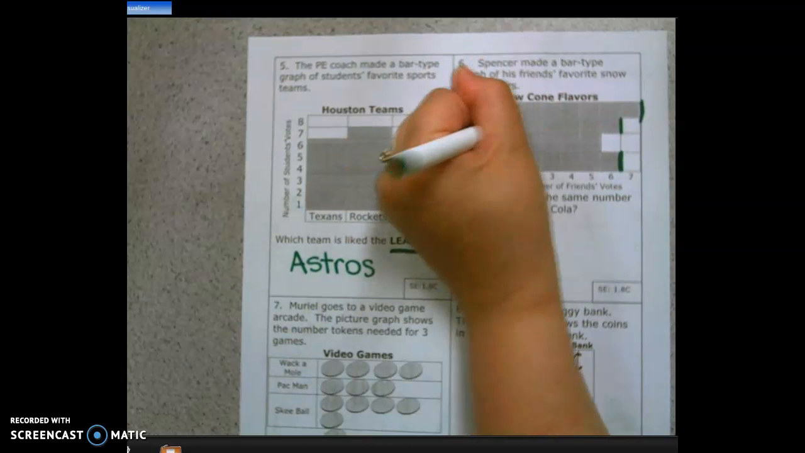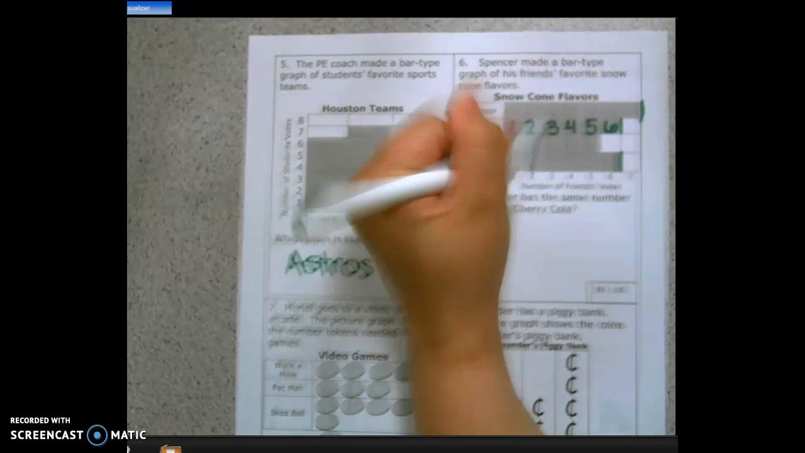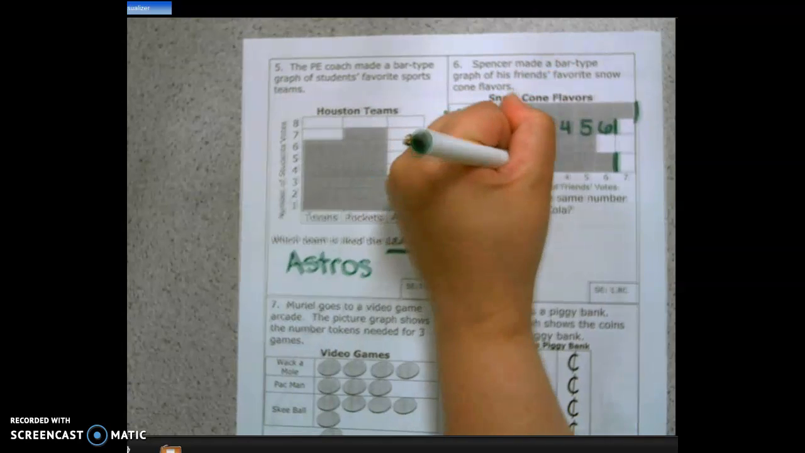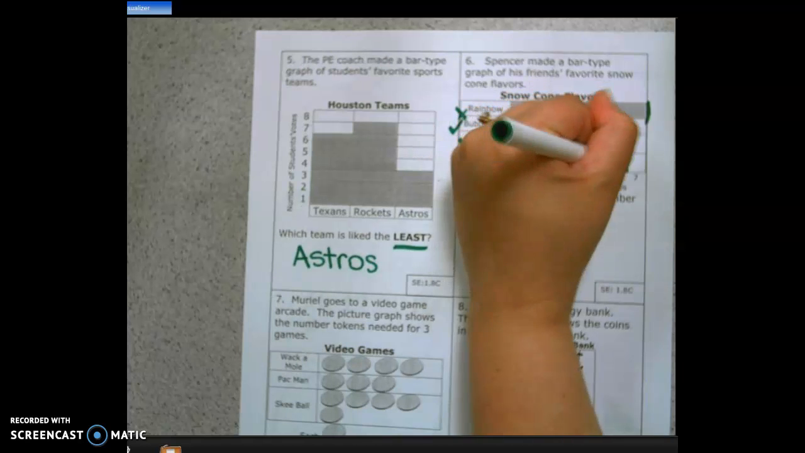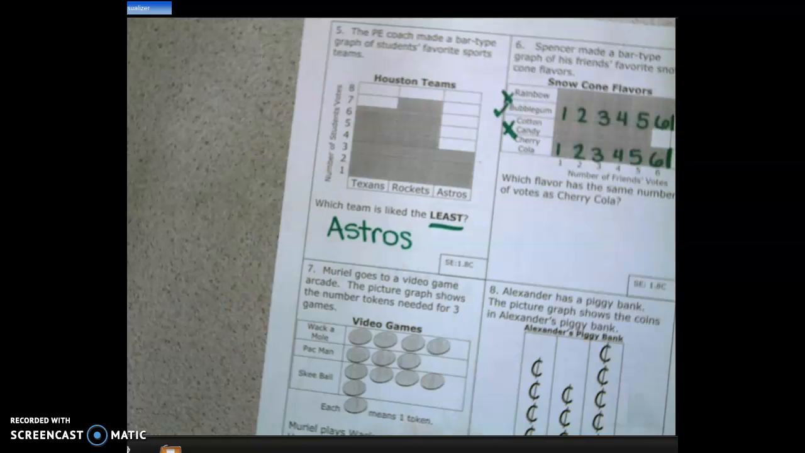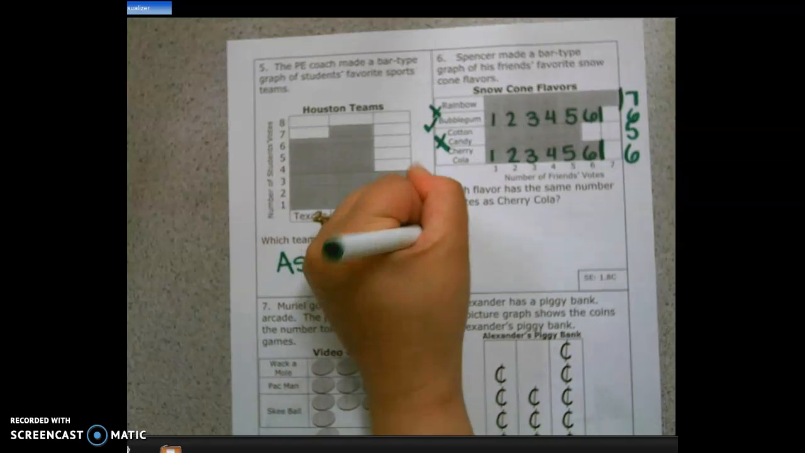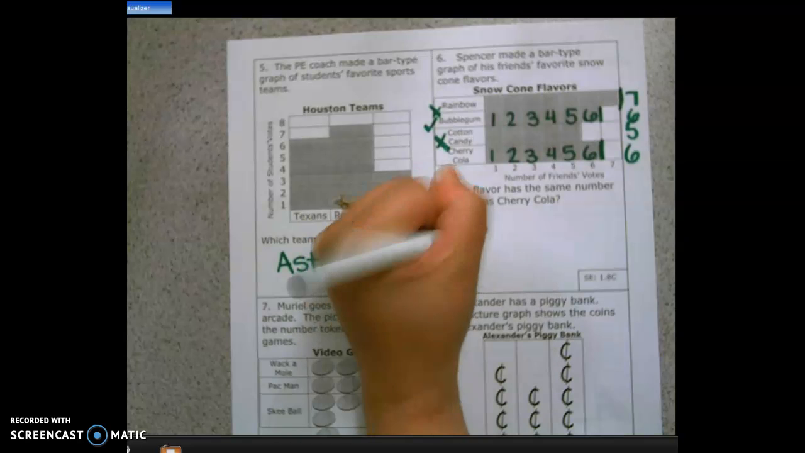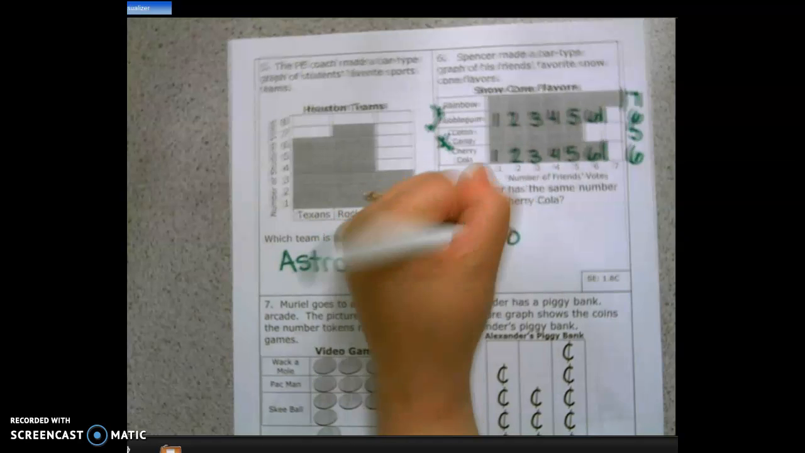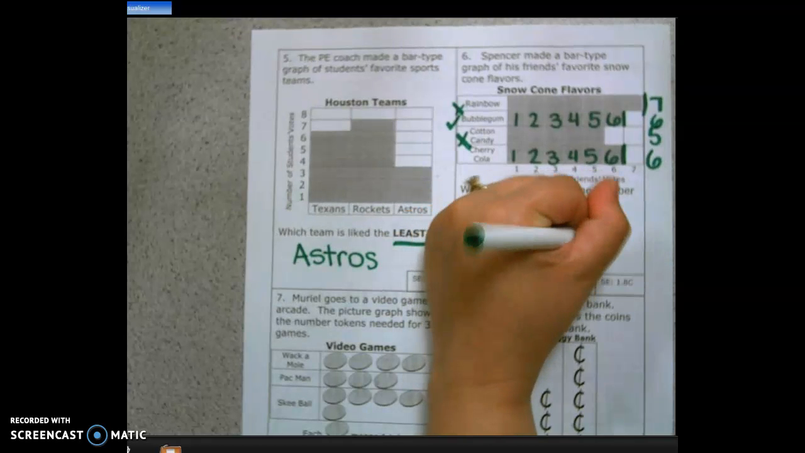If you want, I would recommend writing the numbers in the squares if that helps you see it, or even to the side. Both would be an acceptable strategy to use to help you figure out which ones are equal. So now that we know that bubblegum is equal, we're going to write bubblegum. Remember, boys and girls, when we're writing, we start at the top and then write down.